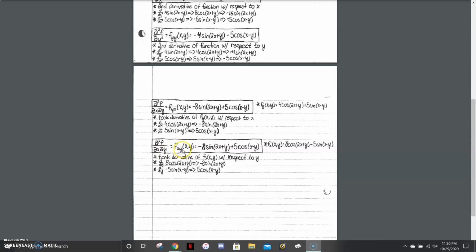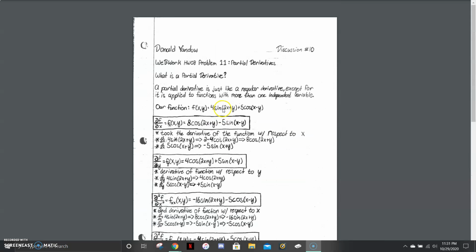So doing this again, but essentially flipped, instead of f sub yx, we have f sub xy. We take the derivative of f sub x of x comma y with respect to y. So taking the derivative of 8 cosine of 2x plus y with respect to y, we get negative 8 sine of 2x plus y. And for taking the derivative with respect to y of negative 5 sine of x minus y, we get 5 cosine of x minus y. So that is how we solve this problem for WeBWorK.